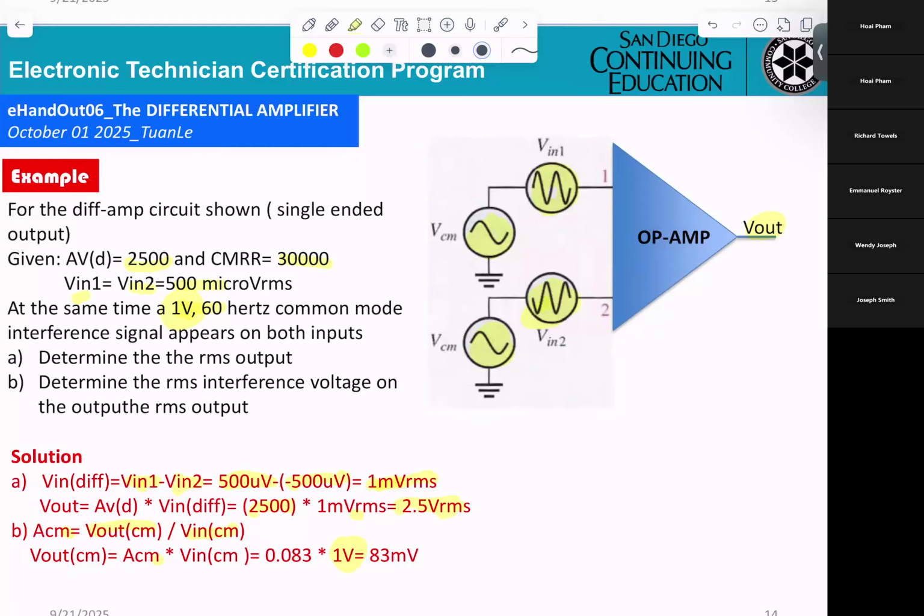V in CM. Sorry, one more question. If it's a single-ended output, do we have to worry about V1 and V2 being in phase? V1 and V2, right?